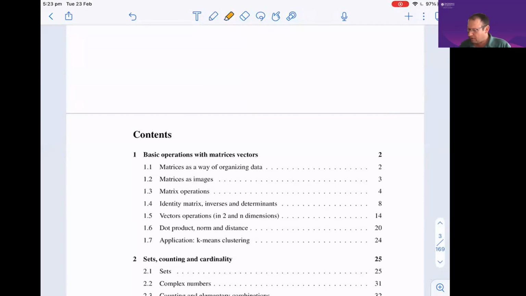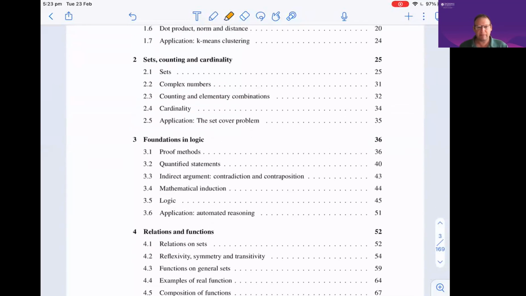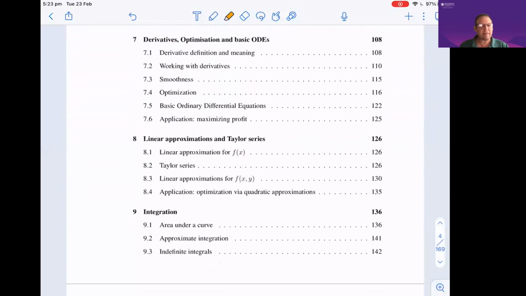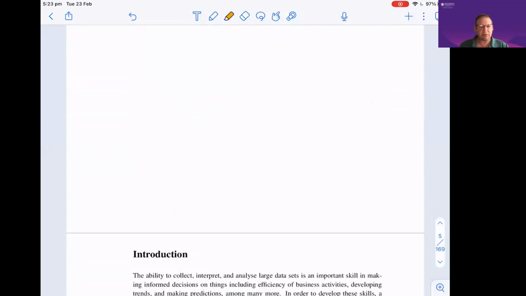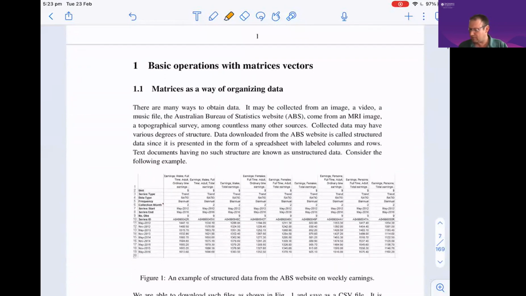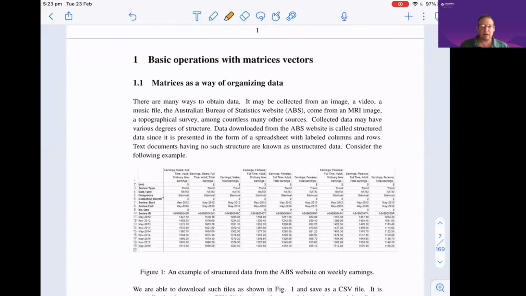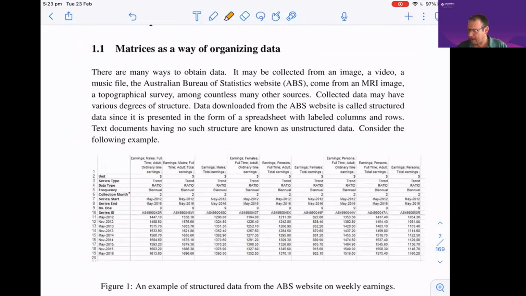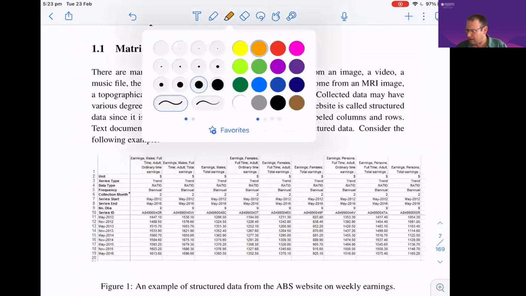All right, so for the next while, we'll be speaking about basic operations with matrices and vectors. Warning sign, dry stuff ahead, but we'll make it interesting. Well, let's actually just start with a matrix. So we've got here a table.